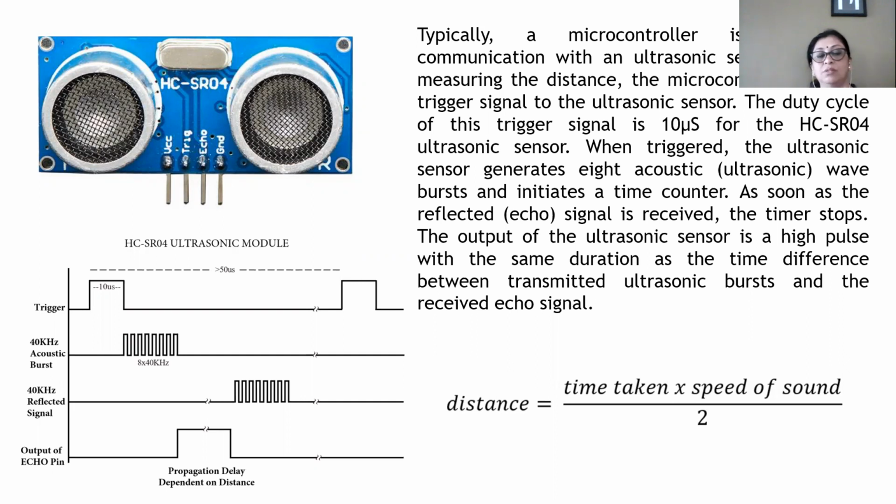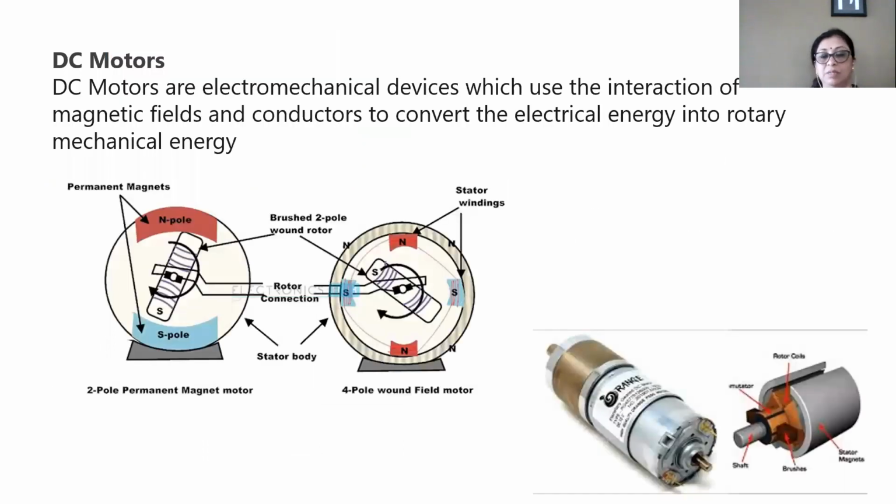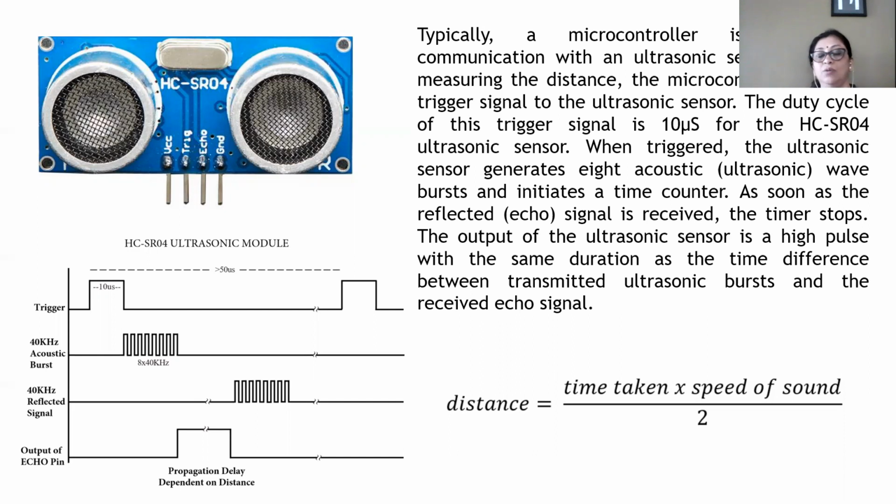Okay, so distance formula is given by time taken multiplied by speed of sound divided by 2, because this is happening 2 times and hence we have to divide it by 2. So twice the distance will be traveled. So this is what is the basic principle behind the ultrasonic sensor.